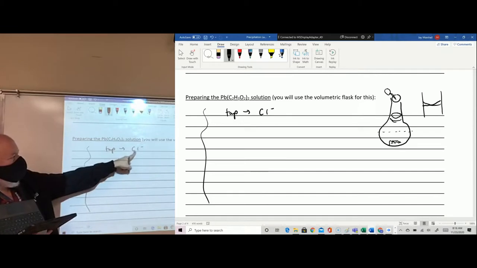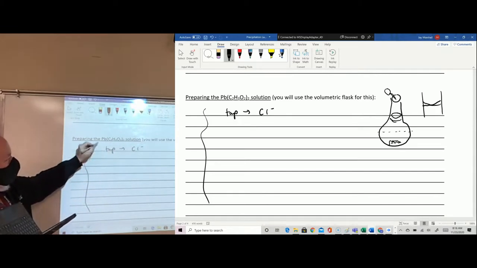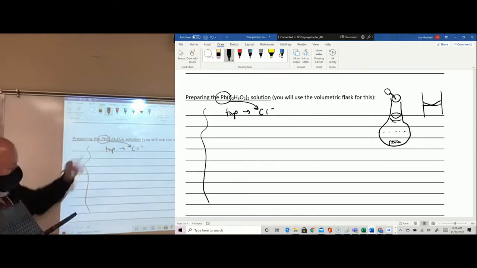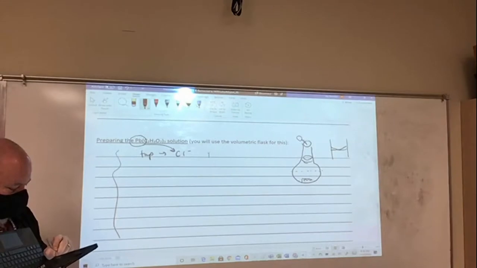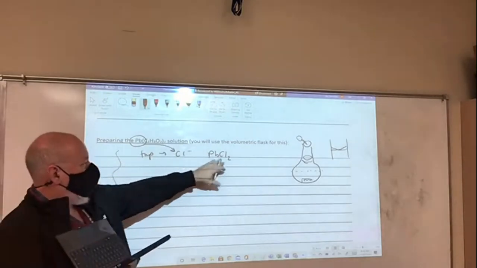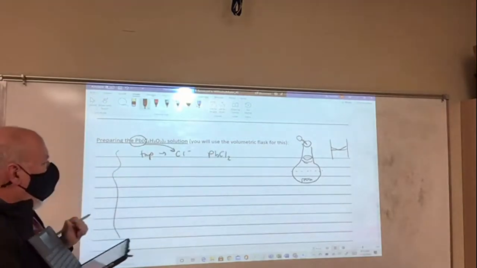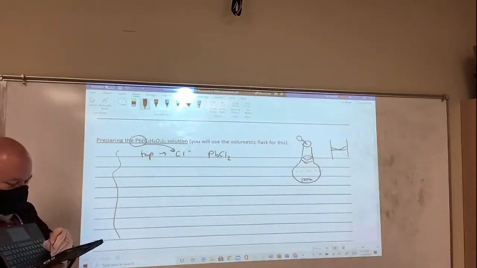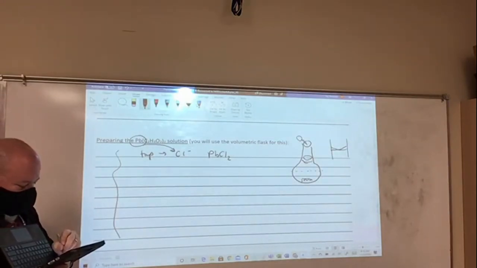Okay? Tap water has chloride ions in it, and the lead in here will actually bind to the chloride, and it will turn the solution kind of a white color. So your solution will end up being a cloudy white.